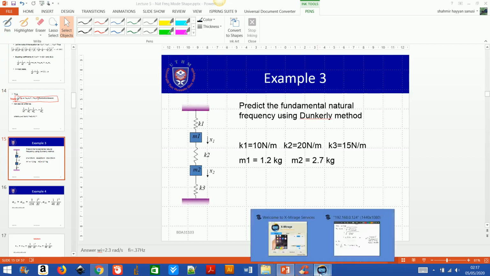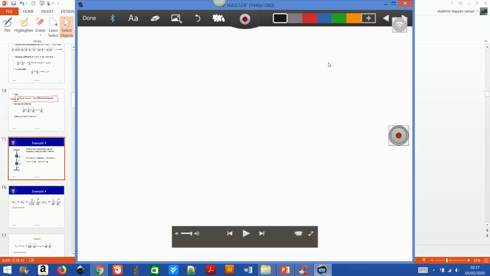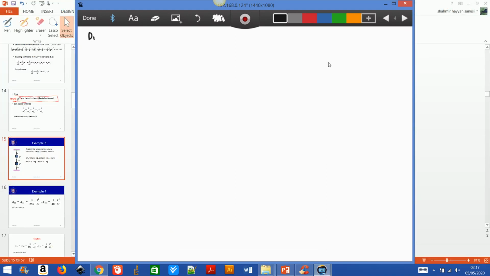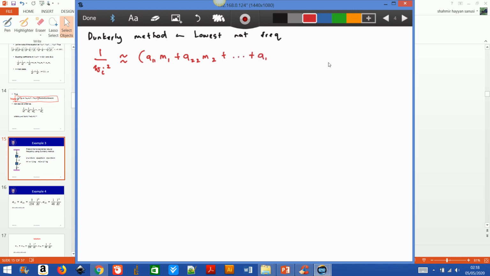So from this question, which is the same as the previous example, using the Dunkerly method, please remember that with the Dunkerly method you can get the lowest natural frequency. So it is based on this approximation: A11 M1 plus A22 M2 plus dot dot dot plus ANN MN.